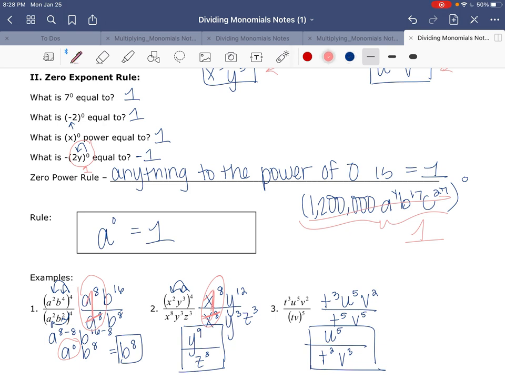How did we do, guys? Did you make sure to do your outer exponent first? And then if you look, the denominator has more t's, and it has 2 more. There are no u's in the denominator, so u to the 5th will stay in the numerator. And then the denominator has more v's by 3, so v cubed will stay in the bottom.